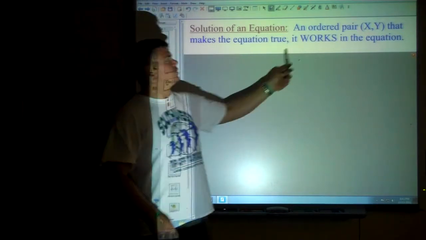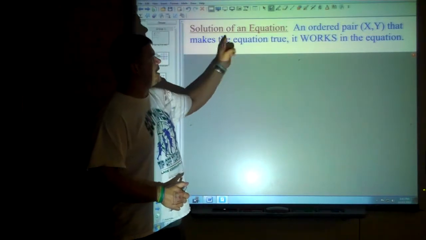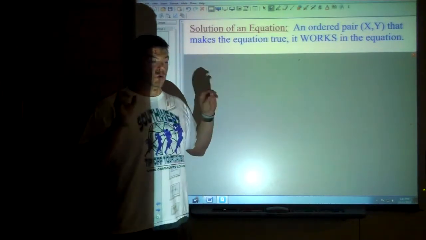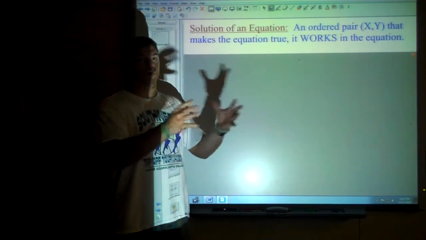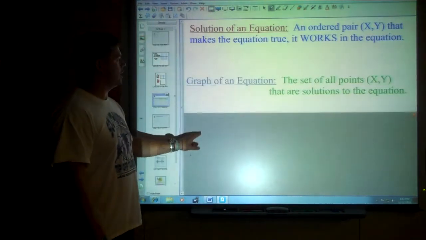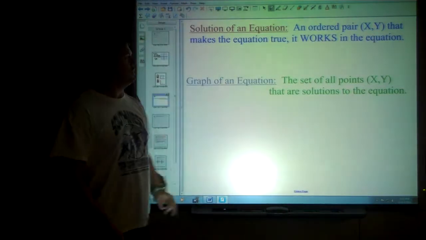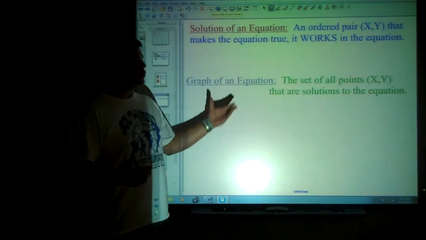So the solution of an equation is an ordered pair, which we know is x and y, that actually makes the equation true. In other words, when you plug in the value for x and you plug in the value for y into the equation, it works. It'll work in the original equation itself. All right? Graphing an equation is the set of all points, x and y, that are solutions to the equation.